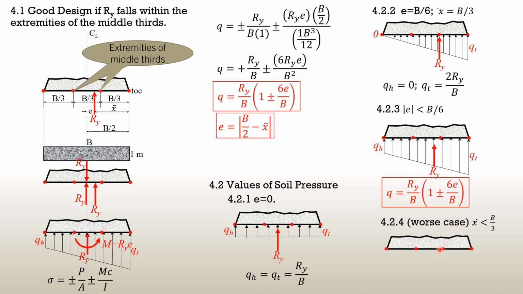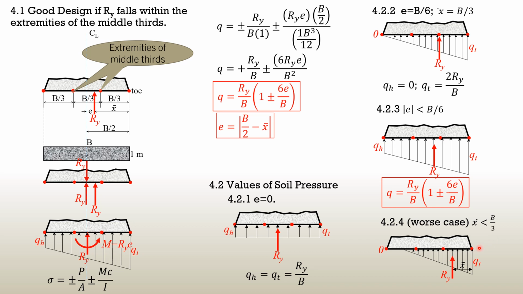So, wherein Ry is closer to the toe and barred X is less than B over 3, as in this case, there's a portion on the base of the dam which is not in contact with the soil. So the soil pressure will be zero and only a little area will be in contact with the soil. That's why QT would be increased and there's a possibility that QT will be greater than the allowable bearing capacity of the foundation. So that's why this is not tolerated. It is called the worst case. So that's Ry. This is barred X.